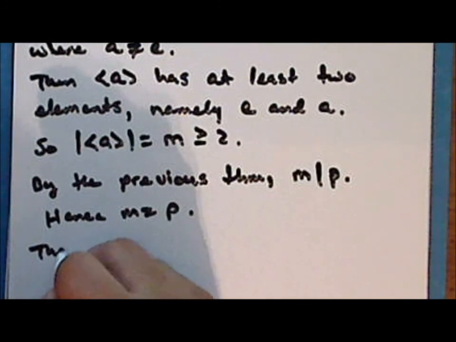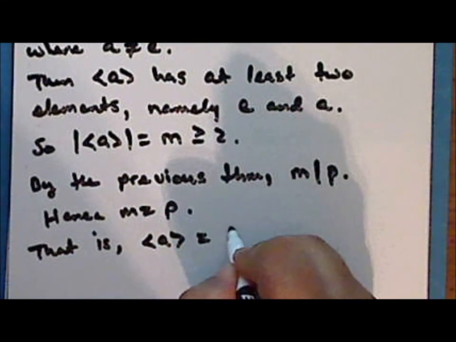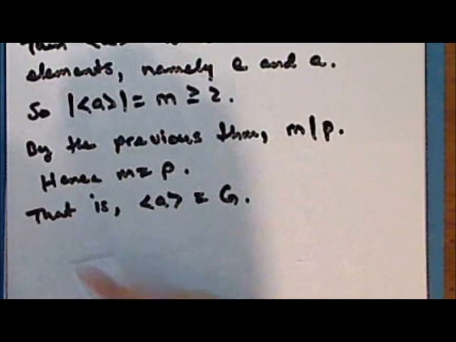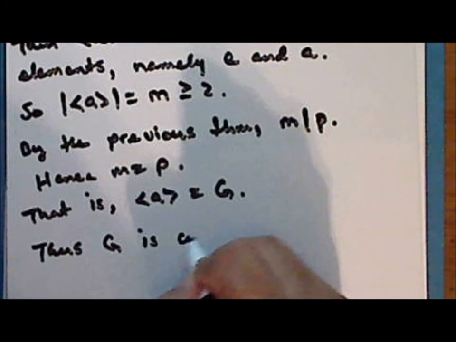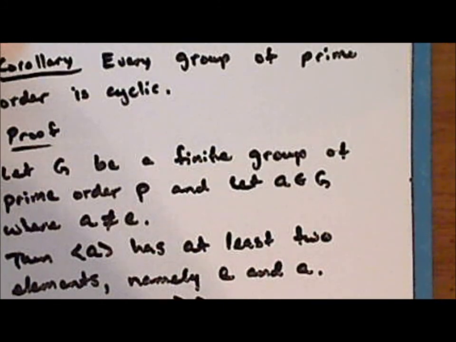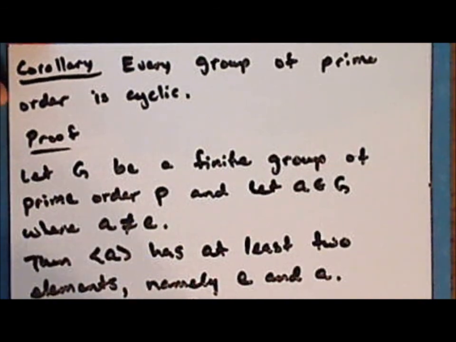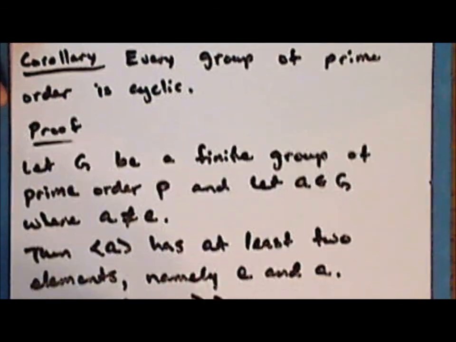And hence, m must be equal to p. That is, the cyclic subgroup generated by A is the entire group G. And thus the group G is cyclic. Now, since every group of prime order is cyclic and every cyclic group is abelian, we also have that every group of prime order is abelian.